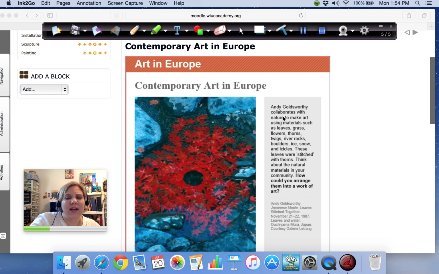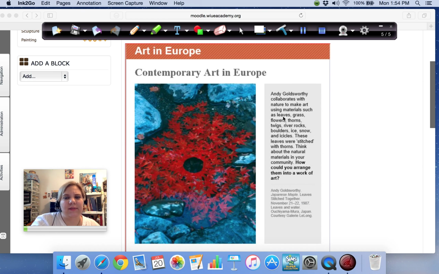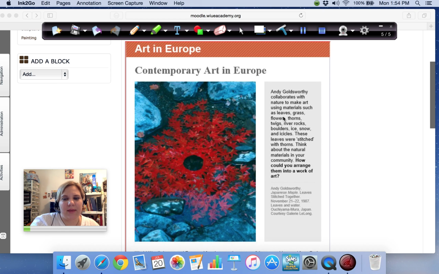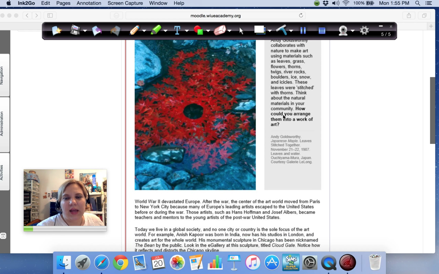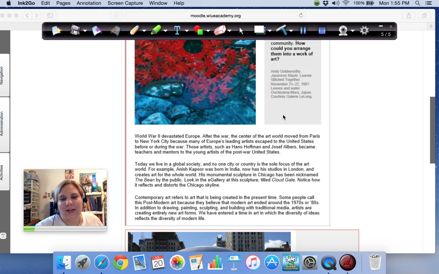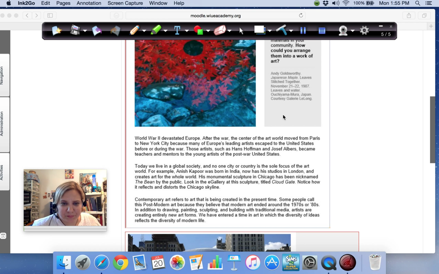So this chapter starts out showing us this Andy Goldsworthy Japanese maple leaves stitched together. Now we're going to see in contemporary art that artists are using natural materials, they're using old materials, but they're using them in new ways. And they're also using totally new materials like light and video and installation art that is new.